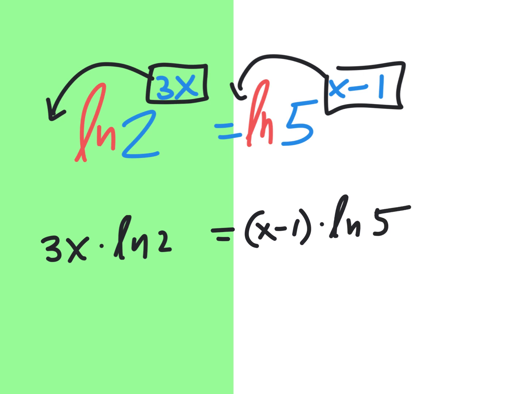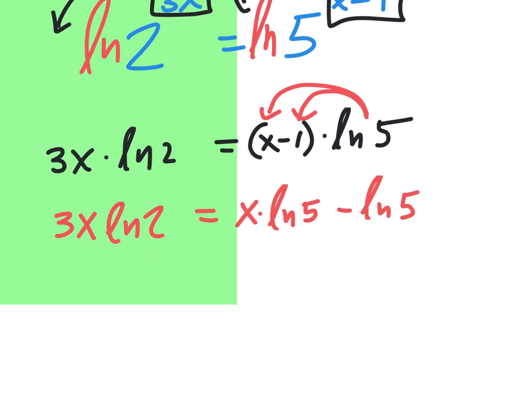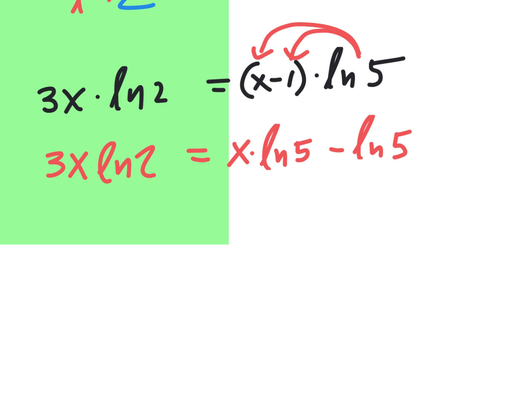Now, trickiest step, Cooper. Multiply this out. Can you tell me what I get over on that side then? I'll just recopy this. 3x ln 2 equals x ln 5 minus, say it again. ln 5. You could say 1 ln 5, but it's the same as ln 5. Yay. Arguably just as tricky, but since we just did one 2 minutes ago, shouldn't be that bad.